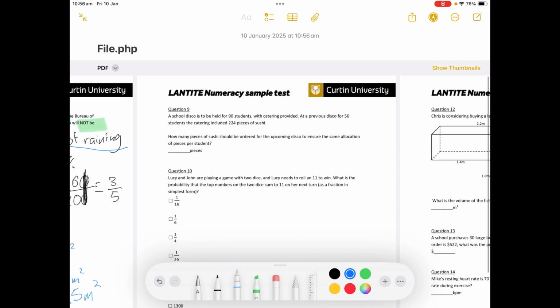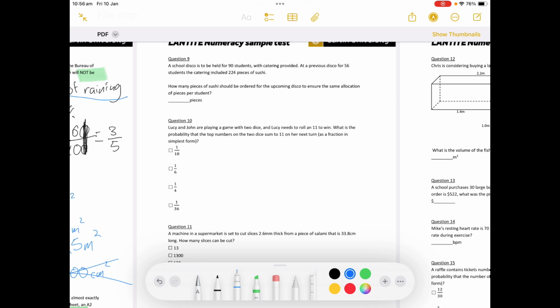Right, moving on. Question 9. A school disco is being held for 90 students with catering provided. At a previous disco for 56 students, the catering included 224 pieces of sushi. How many pieces of sushi should be ordered for the upcoming disco to ensure the same allocation of pieces per student? Alright, so this is a question that we can work out as ratios, okay?